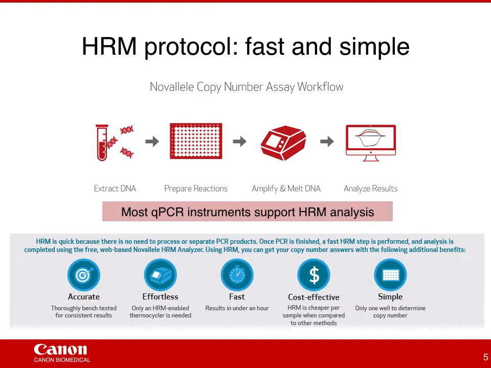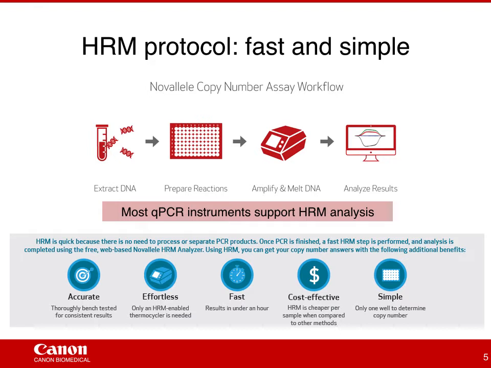When we set out to create copy number assays for these two genes, we wanted to simplify the protocol as compared to other methods on the market. The Novallele copy number assays use high-resolution melting, or HRM, to determine the copy number of the gene of interest. When performing the protocol, purified genomic DNA is mixed with the Novallele copy number master mix and the copy number assay. A great feature of both assays is that they have the same cycling conditions so that they can be run on the same plate.